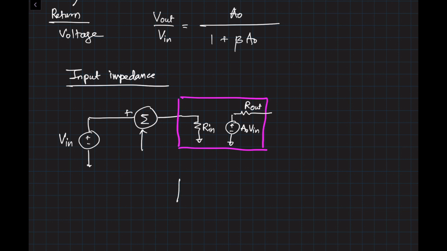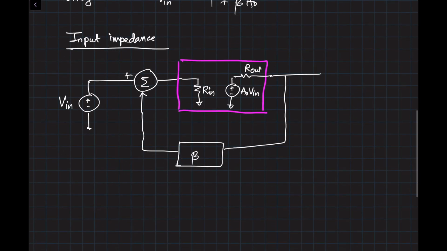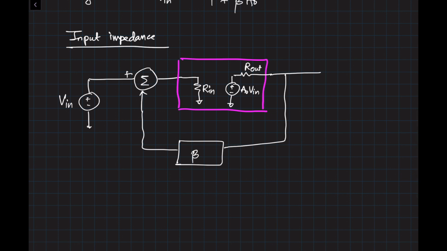And here is a beta factor, feedback factor, which takes the output voltage and gives you a multiplied version to subtract at the input. So Rin is the input impedance of the original amplifier A0, which we were talking about, this A0 amplifier. Now we will see what happens to input impedance with feedback.